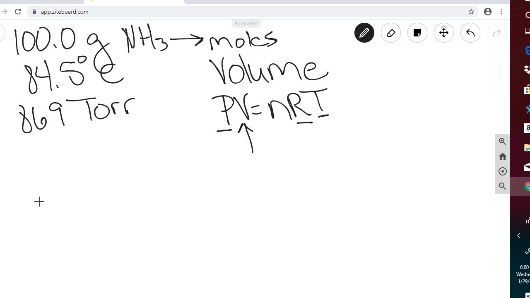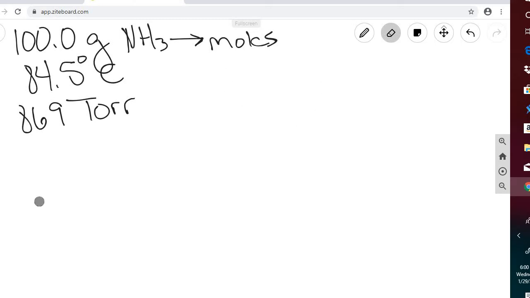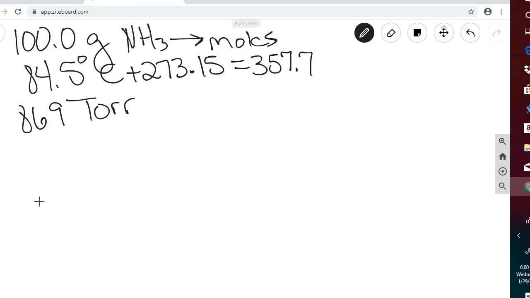So before we do that, let's go ahead and change this to Kelvin. So I'm going to add 273.15. So the temperature in Kelvin is 357.7. Again, we're adding, so we can go out to the tenths place.